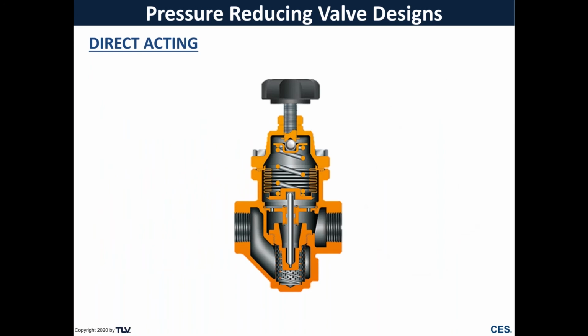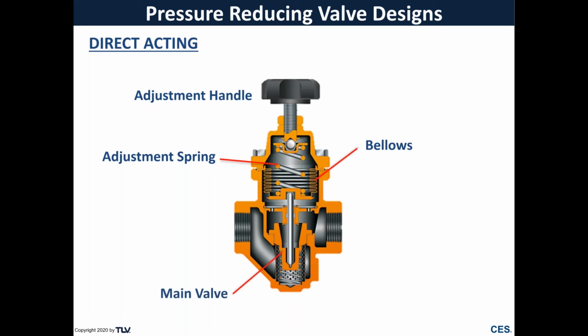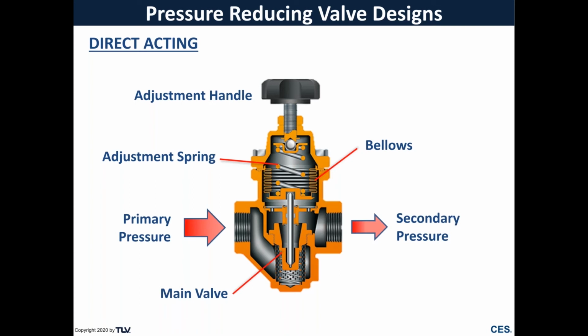Here is an internal view of one particular model of direct-acting PRV. The key components of it are the adjustment handle for easy adjustment of the secondary pressure, the adjustment coil spring. Many manufacturers offer their valves with different springs for a variety of primary and secondary pressure conditions. The bellows for a durable and packless seal between the wetted and non-wetted parts of the valve, and the main valve, which controls the flow of steam from the primary to the secondary side.